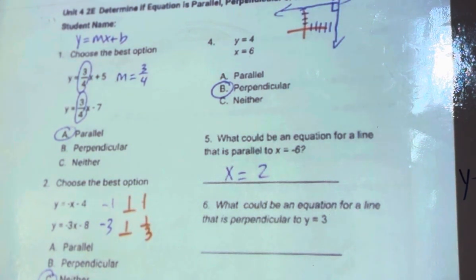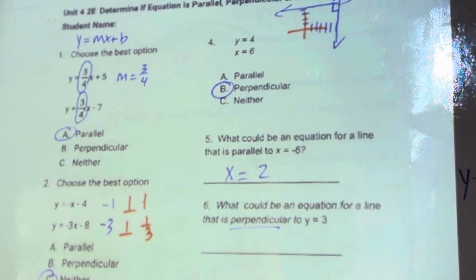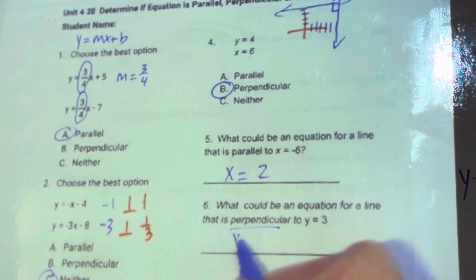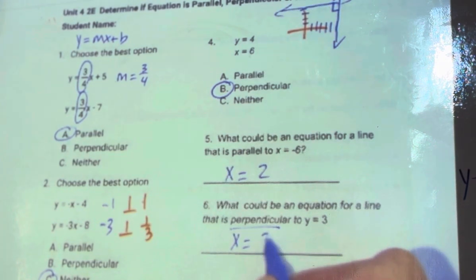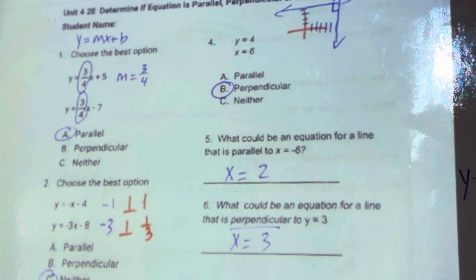So what could be an equation for a line that is perpendicular to y equals 3? That would be parallel. Parallel would be y equals something. So perpendicular is going to be like number 4. So x equals anything. X equals 3. Any vertical line is going to be perpendicular to a horizontal line.